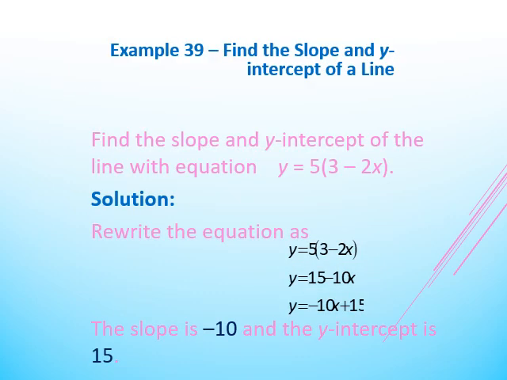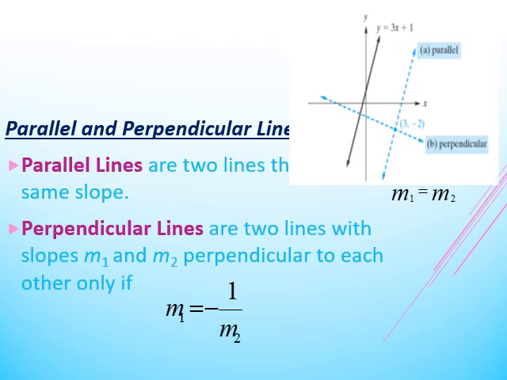Another example. Find the slope and the y-intercept of the line with the equation y equals 5 times (3 minus 2x). We will use the distributive property to get y equals 15 minus 10x, and this means that the coefficient of x, negative 10, is the slope of the line, and the y-intercept, the value of y when x equals 0, is 15.